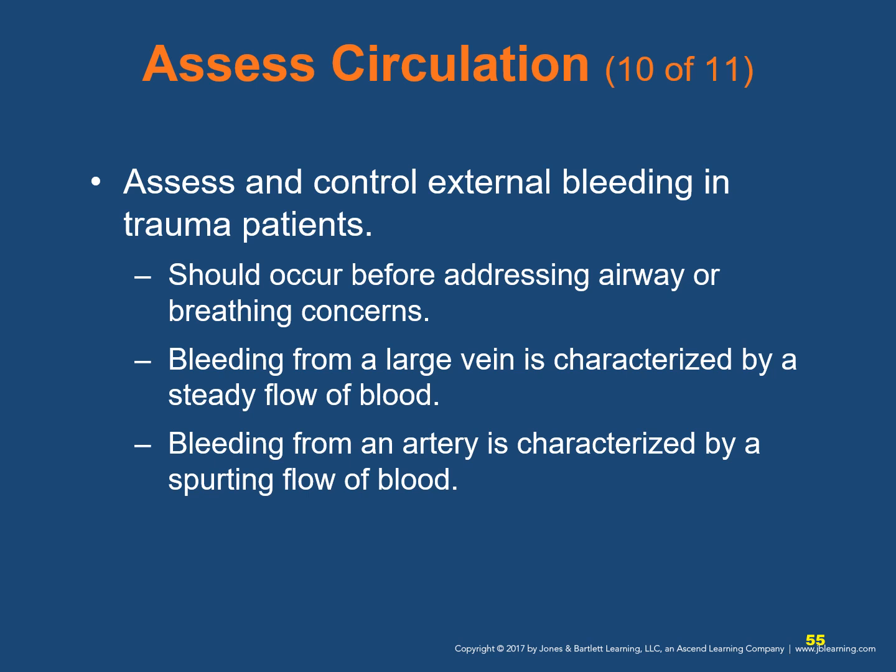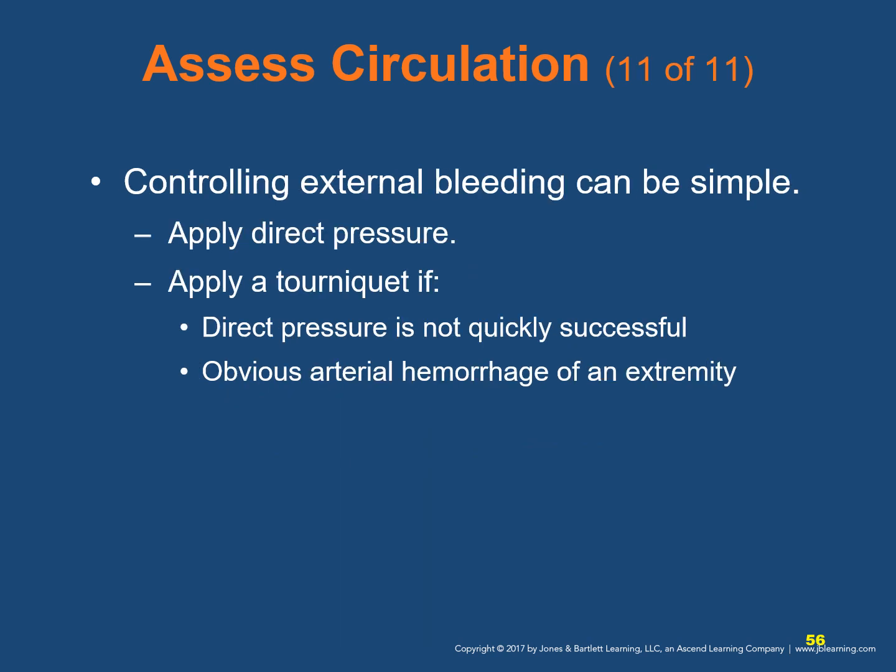Run your gloved hands from a patient's head to toe, pausing periodically to see if your gloves are bloody. Controlling external bleeding is often very simple. Just apply direct pressure, and if direct pressure is not quickly successful, or if there's an obvious arterial hemorrhage of an extremity, apply a tourniquet and follow your protocols for tourniquet use.